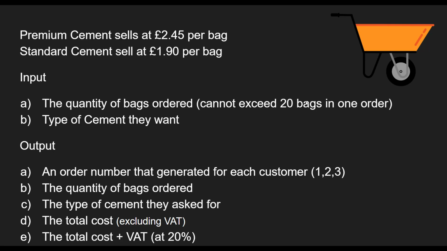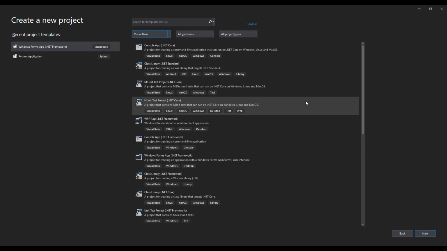Now we're going to assume a couple of things here as we go through. So we're going to assume that the customer will only order one type of cement per order. So we won't have mixed bags such as 10 premium and 5 standard cement bags. We're just going to accept one input at this point. So let's have a look then. Let's open up the IDE itself.